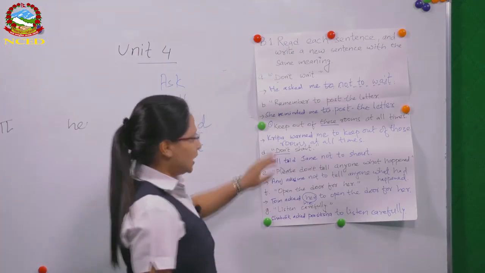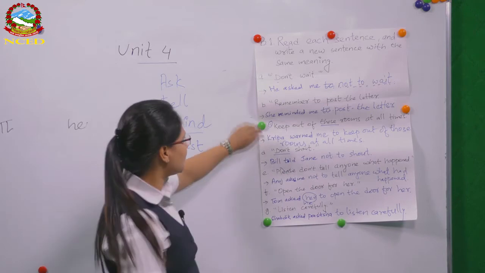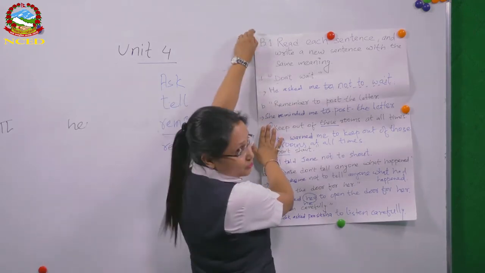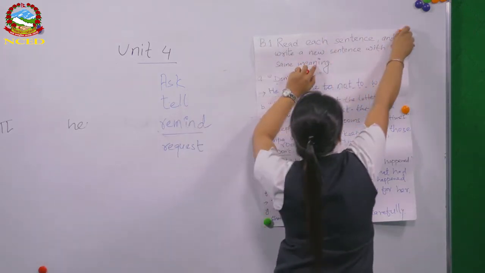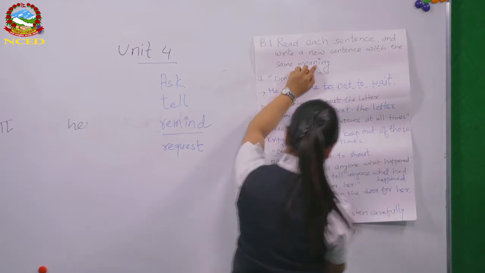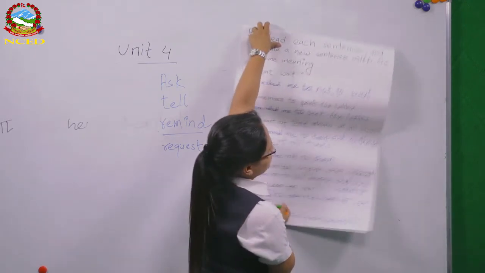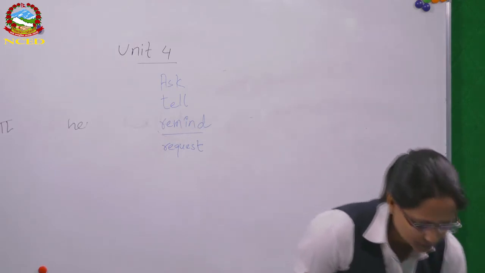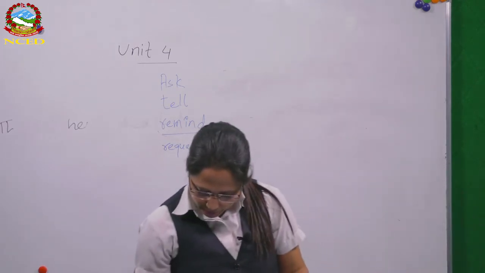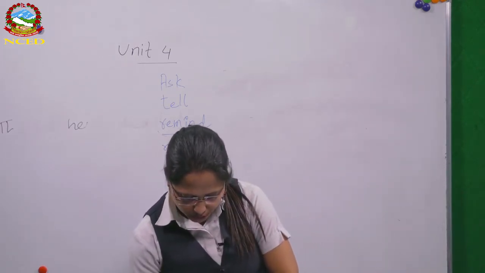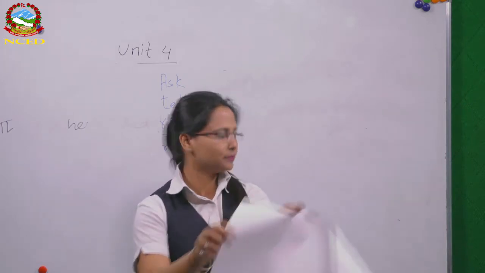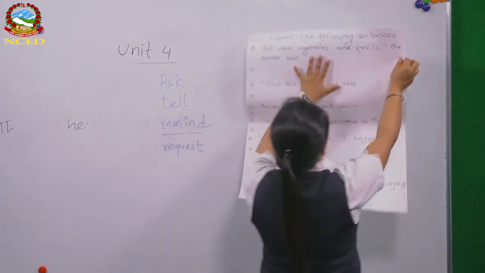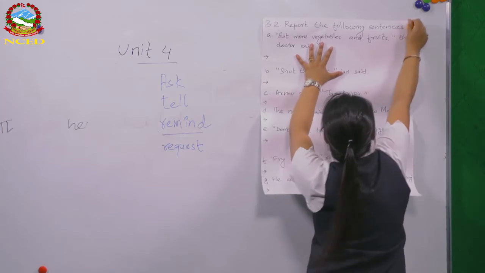Okay, good. Now there is one more exercise in your book. Let's do that as well together, and then I'm sure you will be more confident doing this. It's on the same page. Have a look. Number 2, report the following sentences. Again, I have copied the same exercise here.